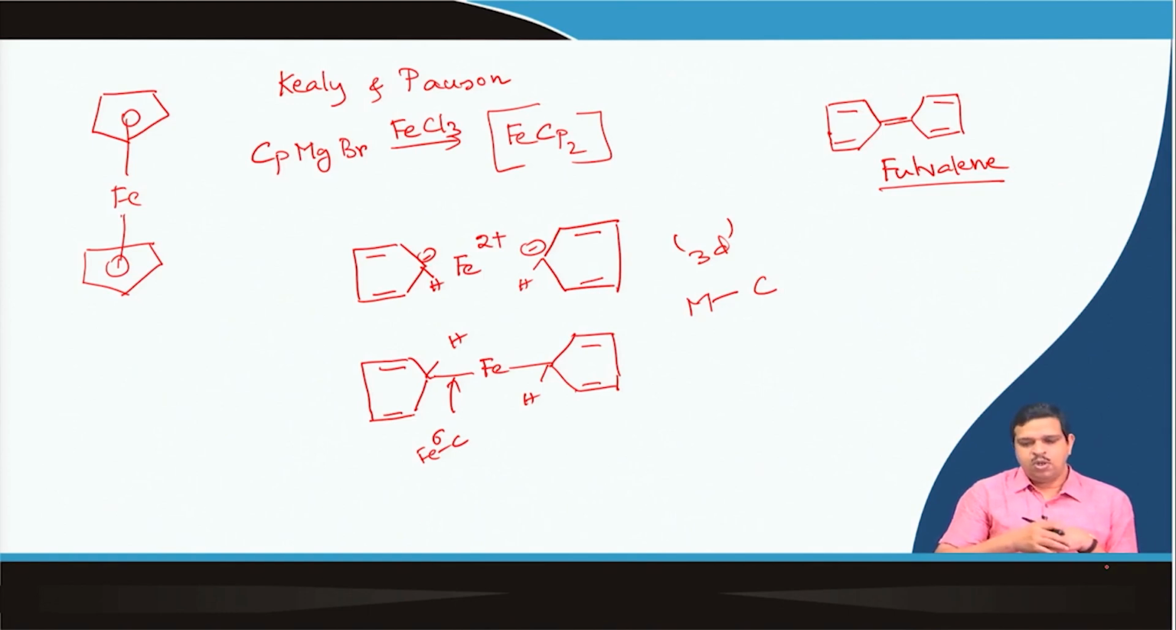Although there are reports, you have to do some special design. You have to design your metal complex with specific geometry, specific ancillary ligands, with a particular oxidation state. So it is not easy to stabilize the 3D metal carbon bond.